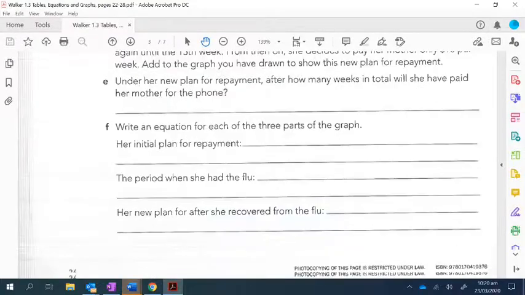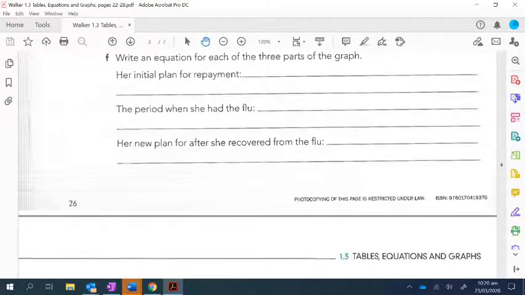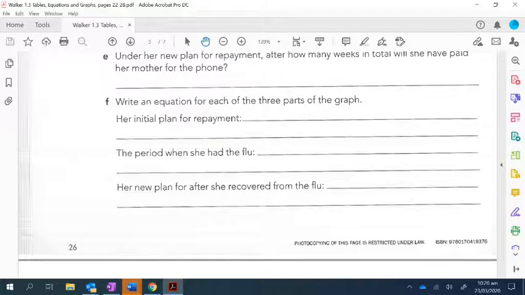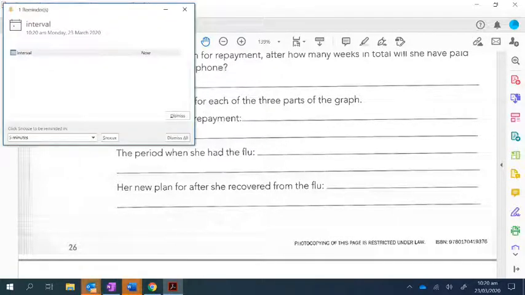But do expect, guys, her new plan after she recovered from the flu is how far it goes afterwards. Now do expect that there will be some where they stop paying or they stop earning or whatever, which just means the graph does what? It goes flat. Okay? All right.